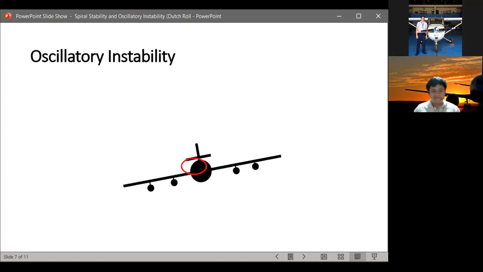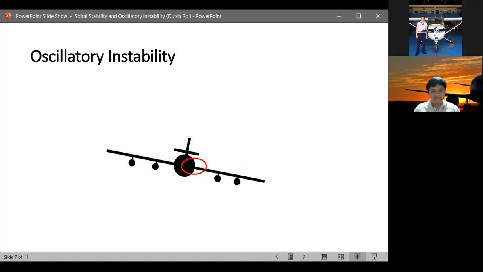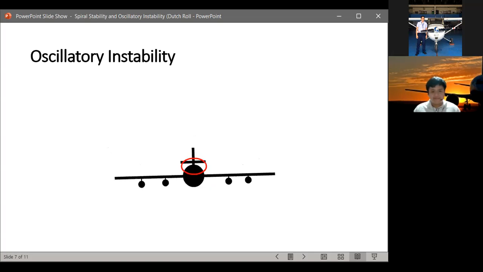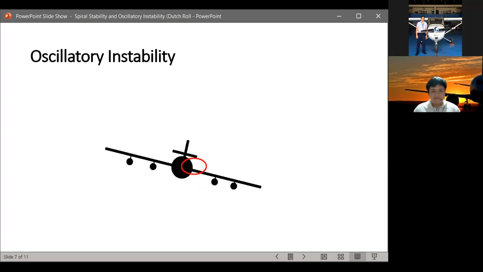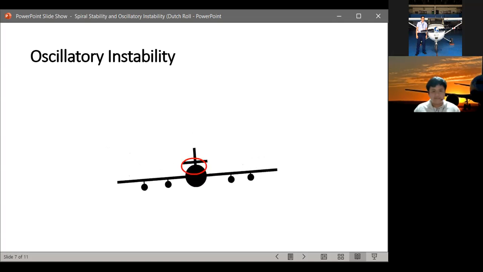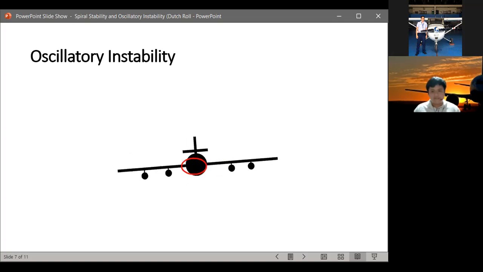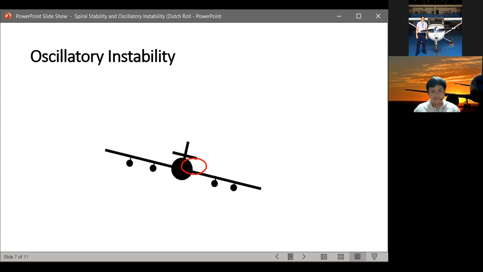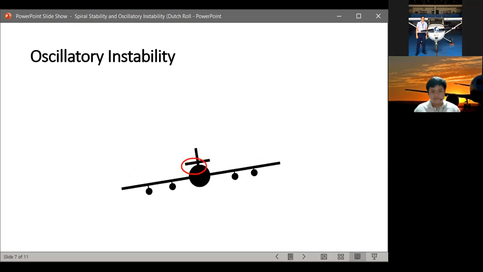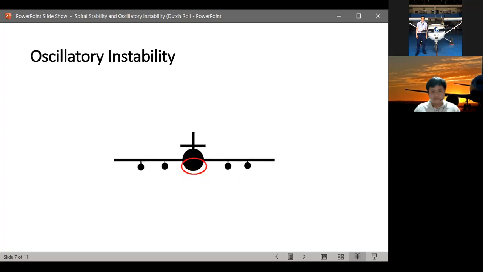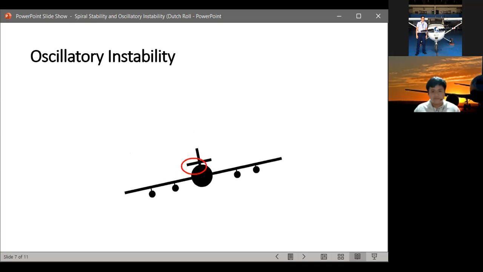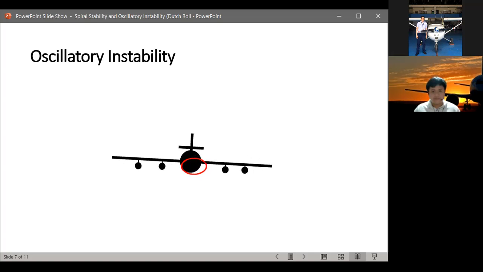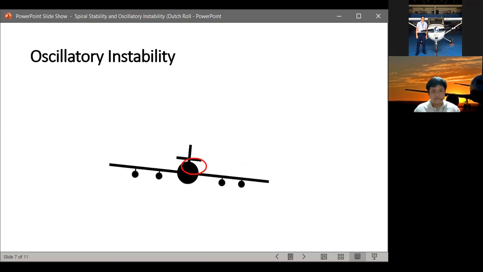The main factors determining the degree of oscillatory instability are, number one, the amount of dihedral; number two, the amount of sweep back; number three, keel surface area, including the fin and rudder. In transport category aircraft, the most common form of oscillatory instability is Dutch roll.